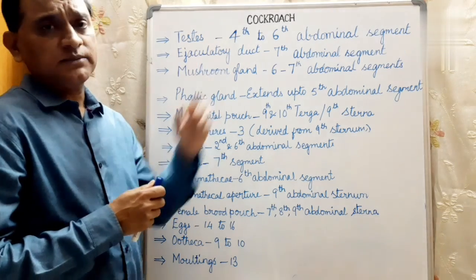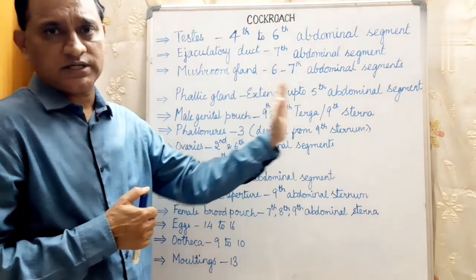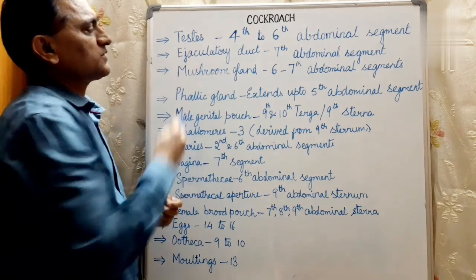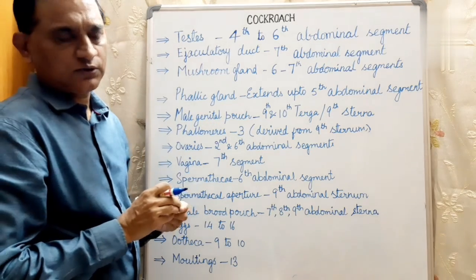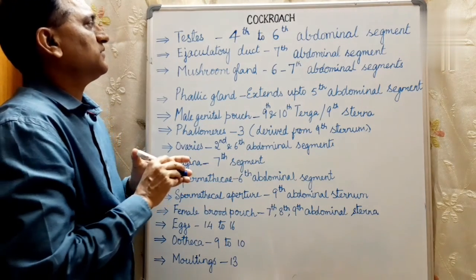So in the first and second parts of the cockroach, we discussed some structures, their locations and functions. Now in the third part, we are going to discuss some more structures of the cockroach, their location and functions. The first part is the testis.